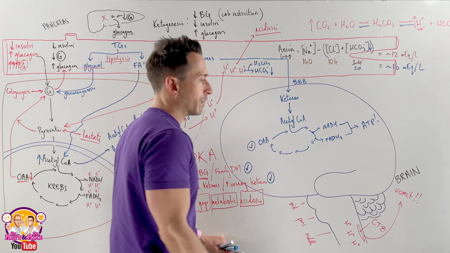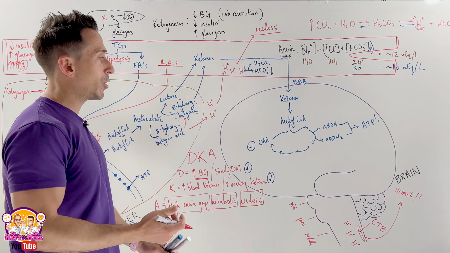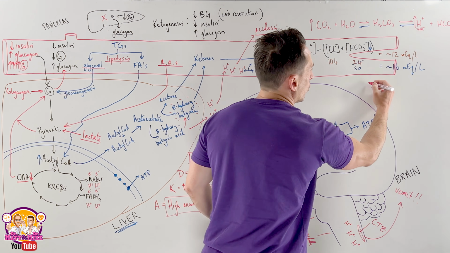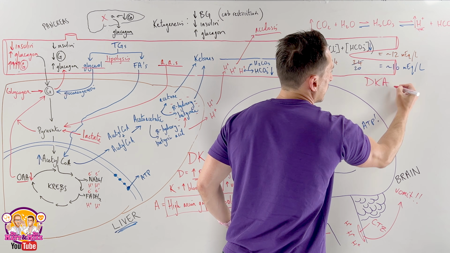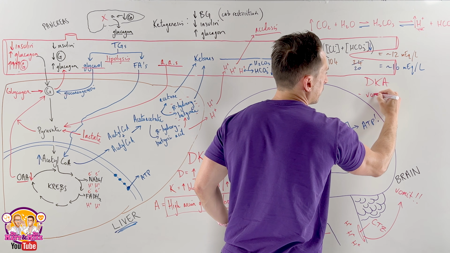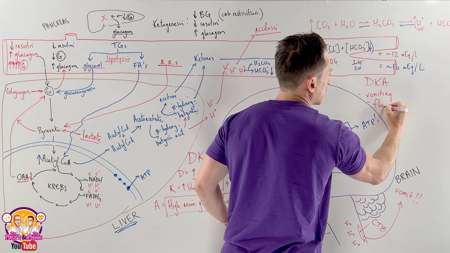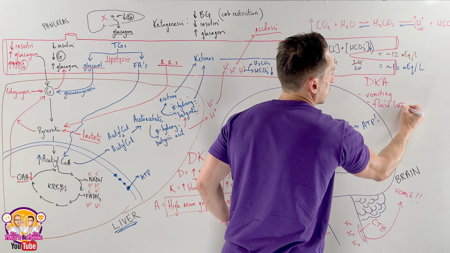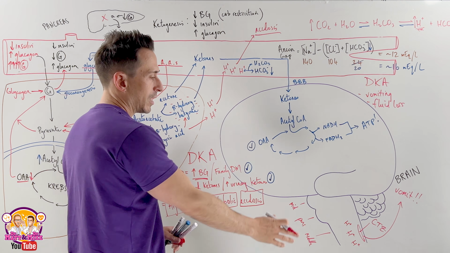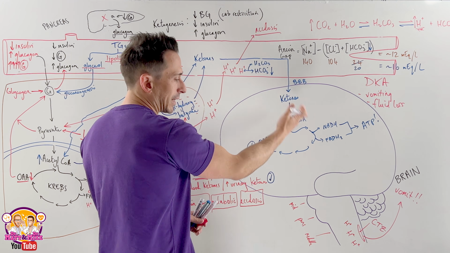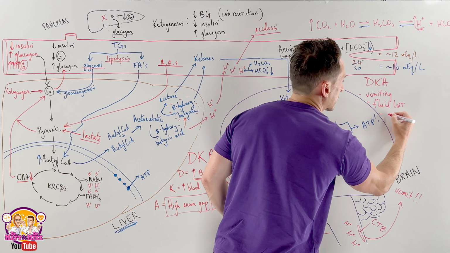Vomiting. Now, if you vomit, you can lose fluid in the body. So what can happen with DKA is vomiting, fluid loss because of the vomiting. Ultimately, if it remains, it can lead to a coma because of the acidosis.